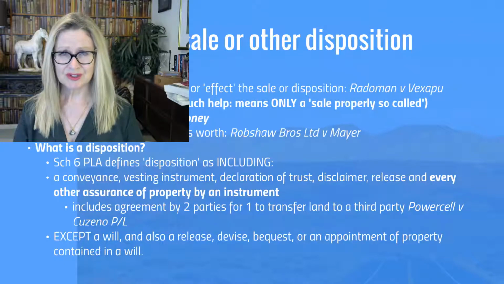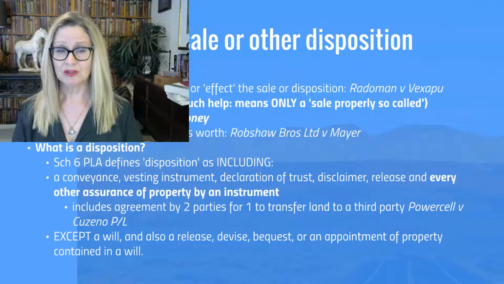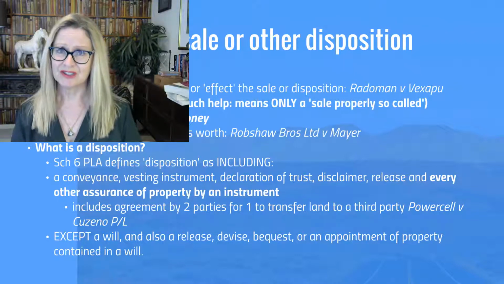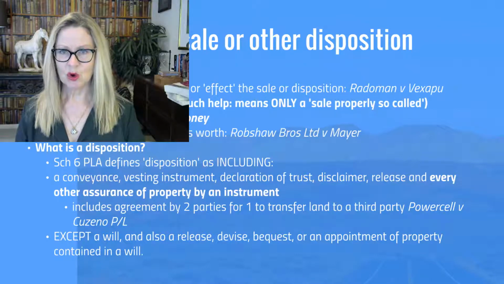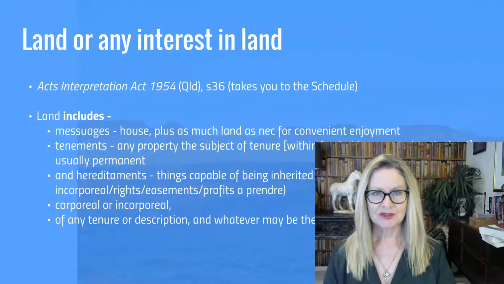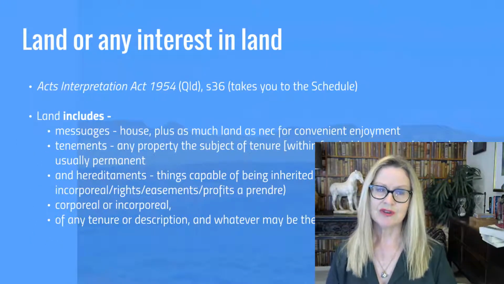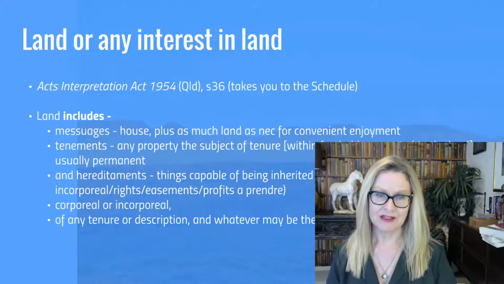However, it excludes transactions that would occur under a will. So except a will, release, devise, bequest, or appointment of property contained in a will. So that is contract for the sale or other disposition of land or any interest in land. So you need to have a contract for sale or other disposition of land or any interest in land.